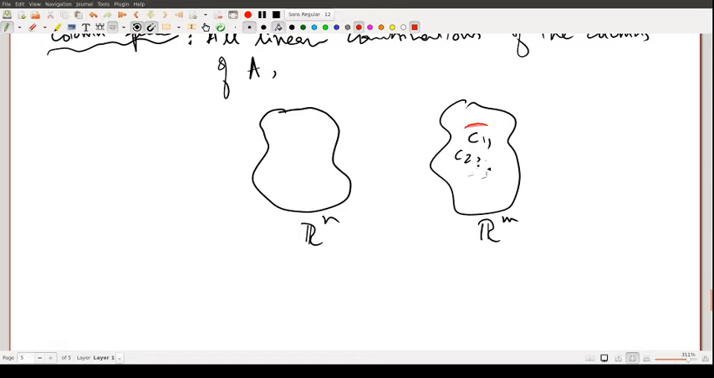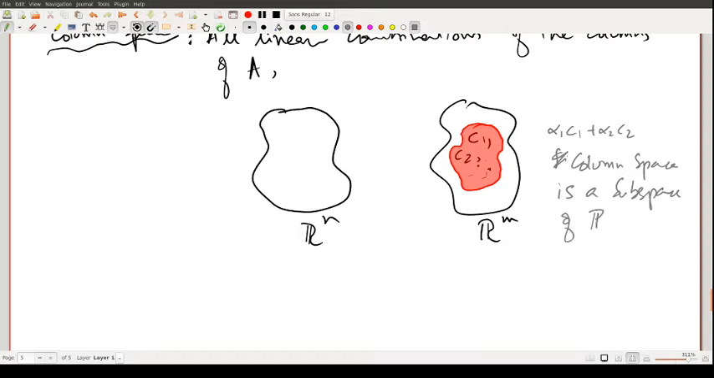But this time the subspace is not in Rn, this subspace is in Rm. So we have that the linear combinations, alpha 1 C1 plus alpha 2 C2 and all of these forms, the column space, is a subspace of Rm, the m-dimensional real space. Okay, all right.